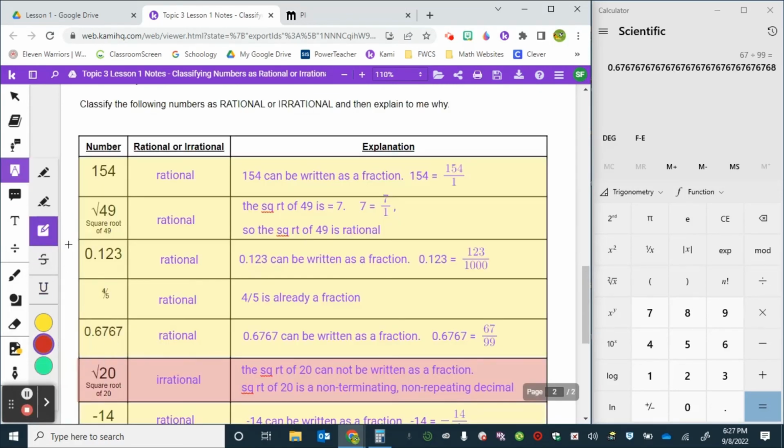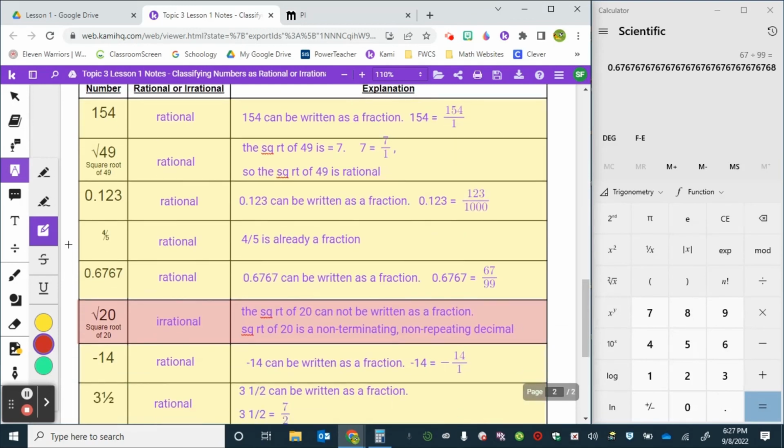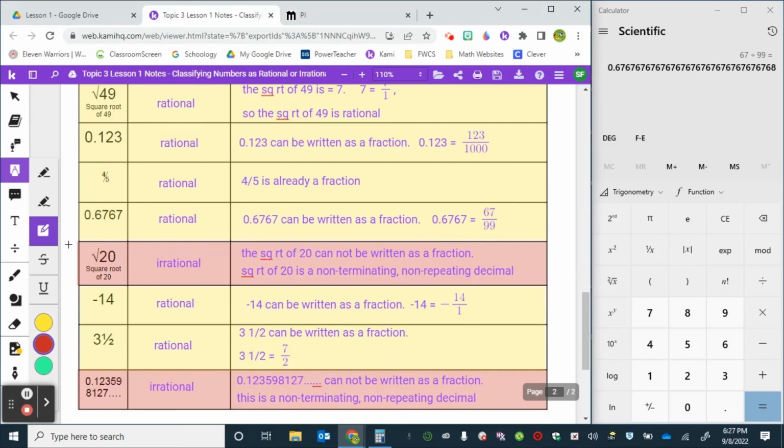Here are the answers to the U-try problems. Make sure you are understanding why they are rational or irrational. If you have any questions, make sure you check with one of us.